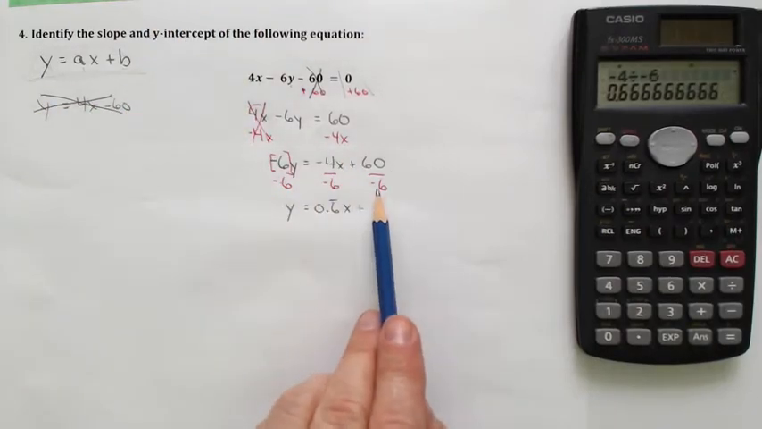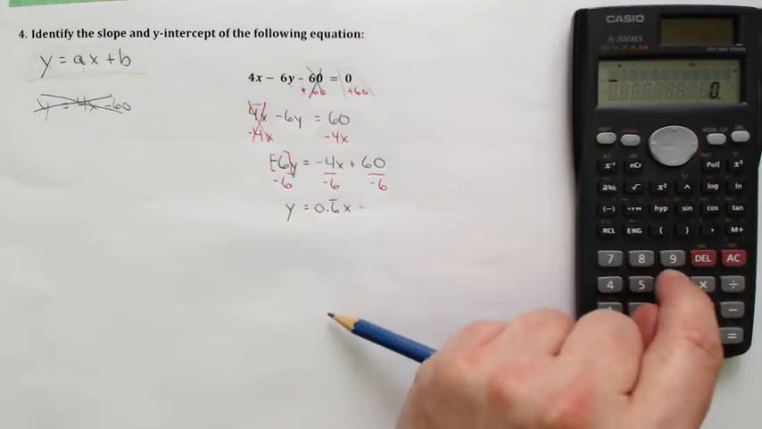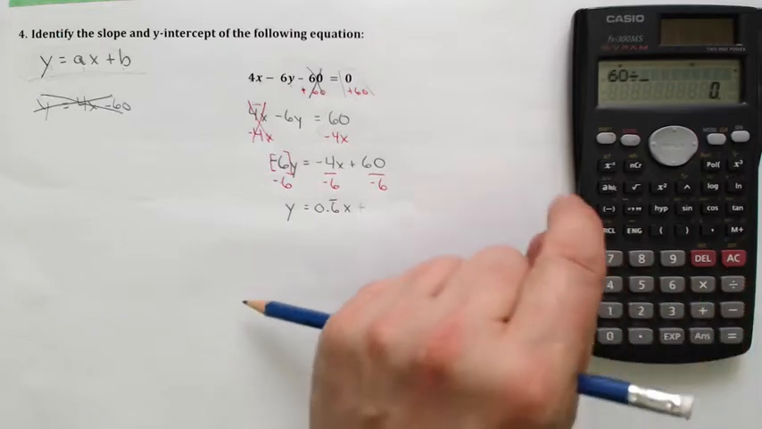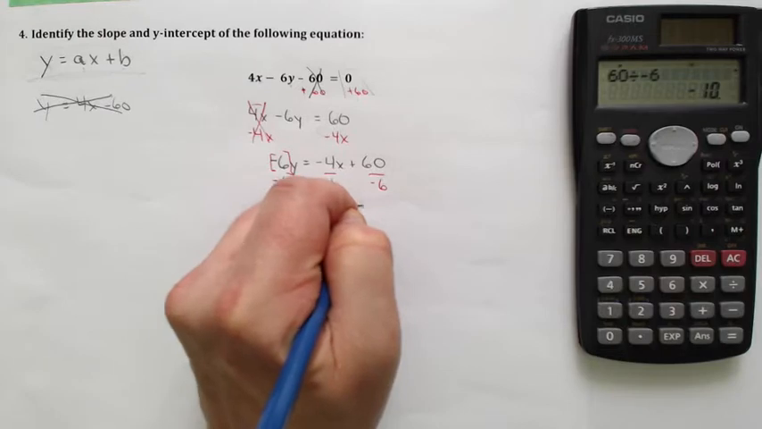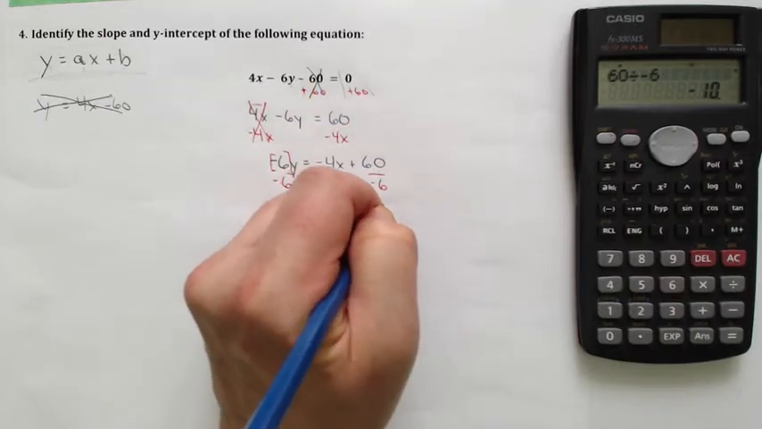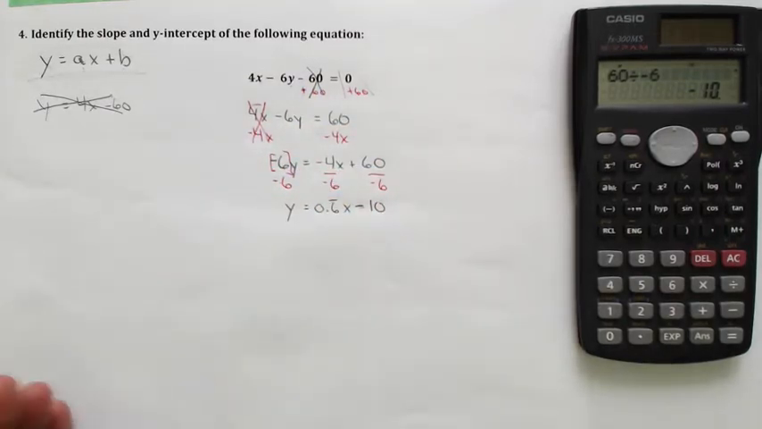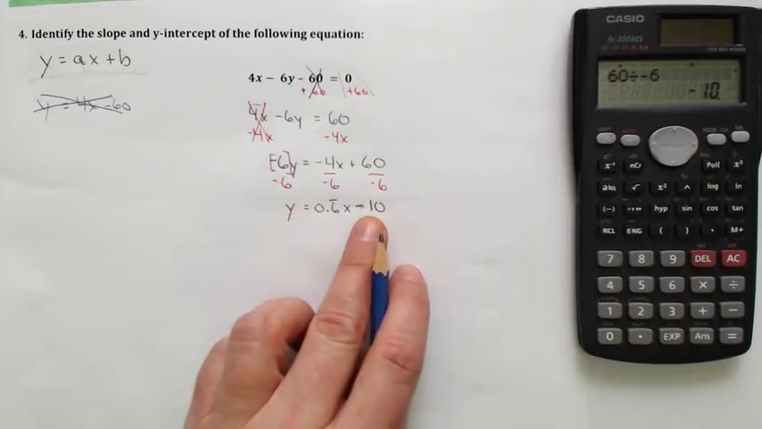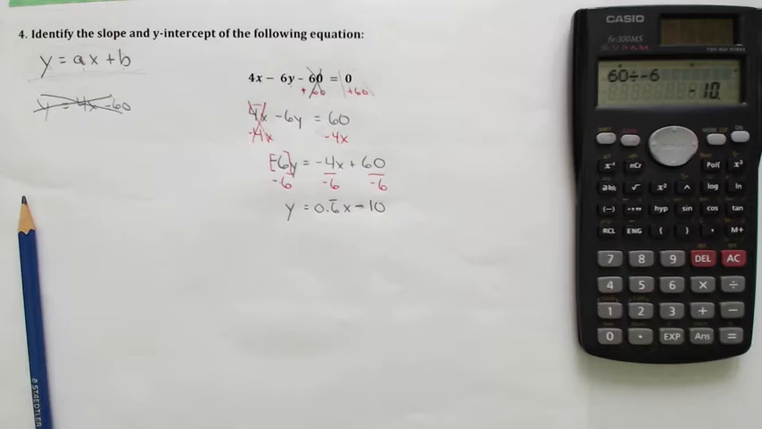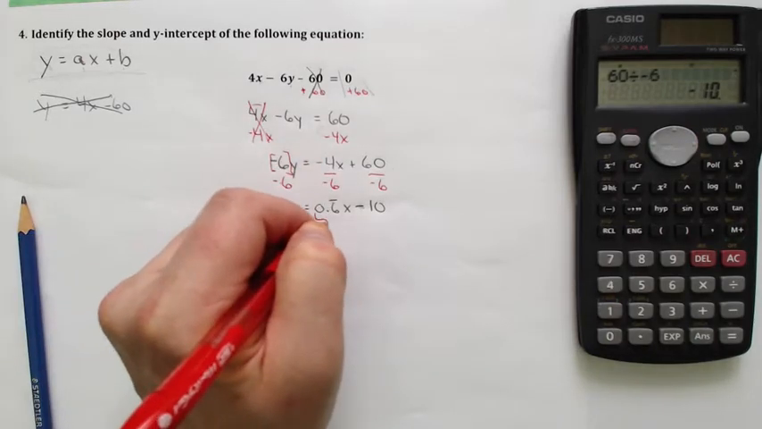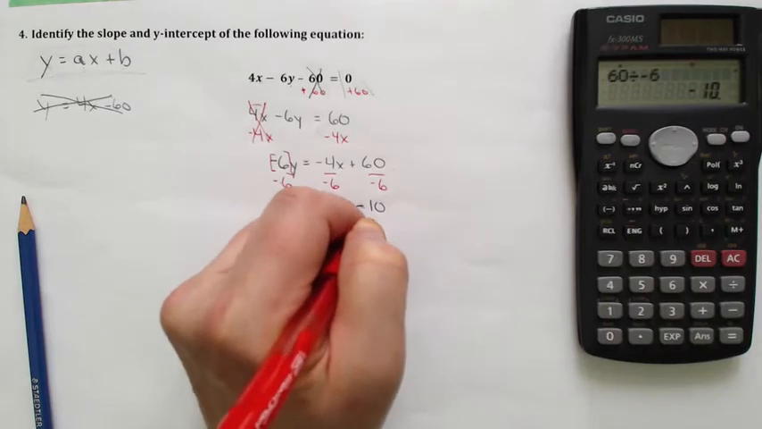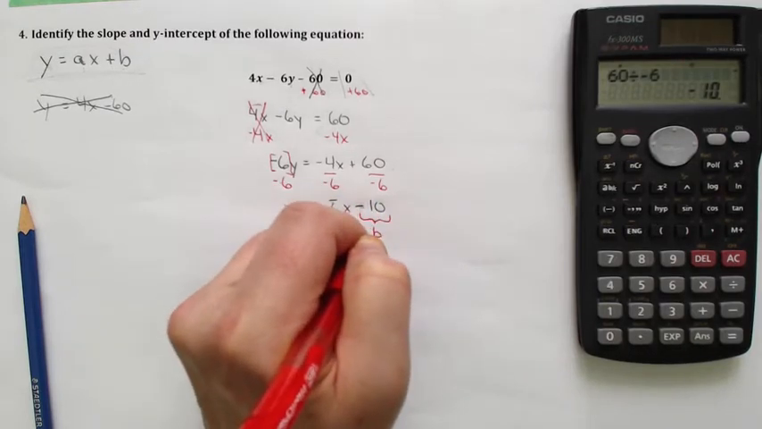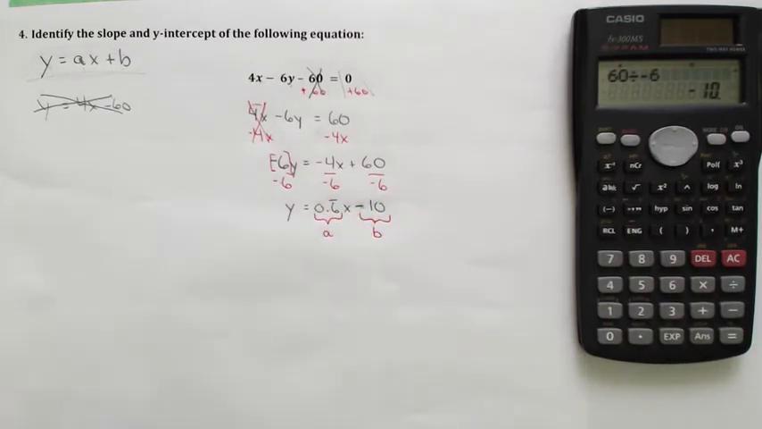Positive 60 divided by negative 6, just in case you want to see it. 60 divided by negative 6 gives me negative 10. So it's not plus, it's minus 10. So I've isolated my y, and now that the y is isolated, you can see really quickly that the a and the b are very easily identified. There's your a, and there's your b.